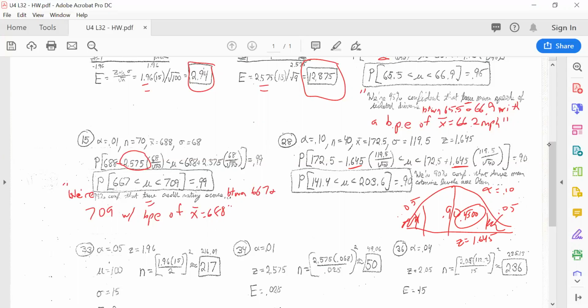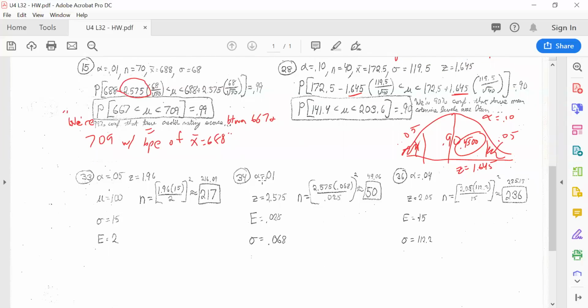The rest, just 172.5 plus or minus the error piece, and I get an interval that goes from 141.4 to 203.6. And we are 90% confident that the true mean cotinine levels are between 141.4 and 203.6 with a best point estimate of 172.5.